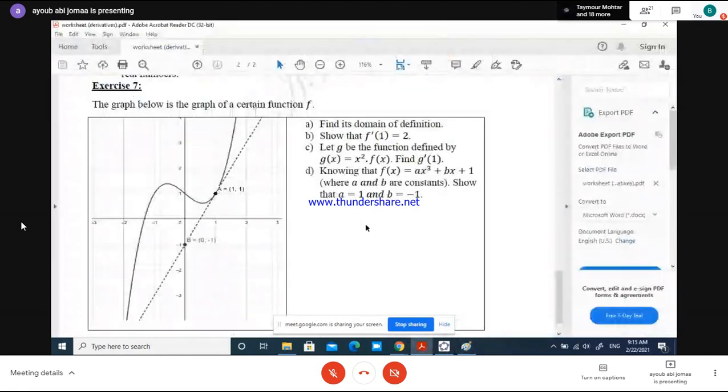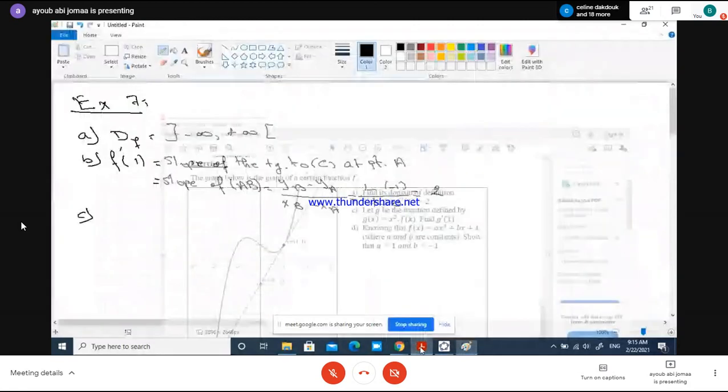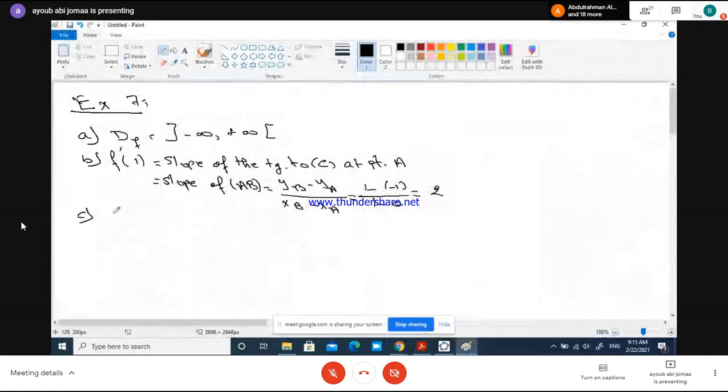Part C. You are given the function g defined by g of x is equal to x squared times f of x. The question: find g prime of 1. As you know, step number 1, you have to find g prime of x, and then you replace x by 1. Okay. So here you have g of x is equal to x squared times f of x.